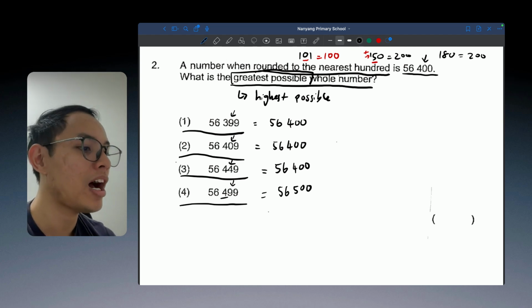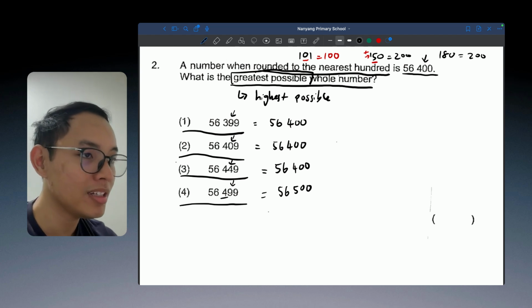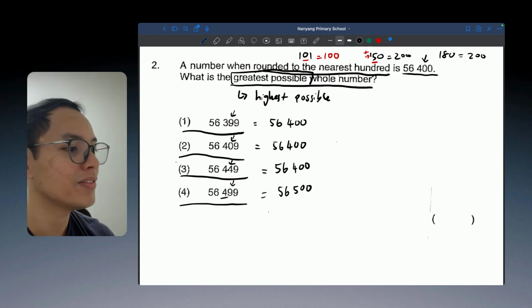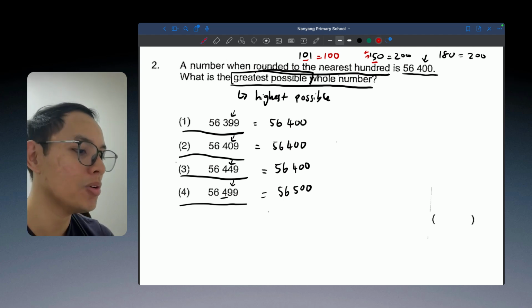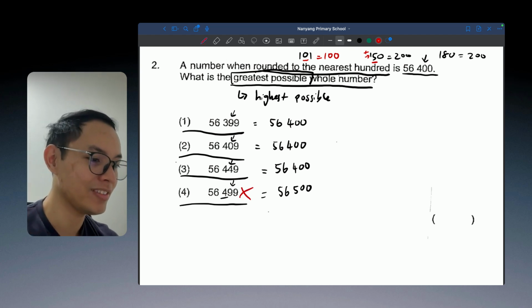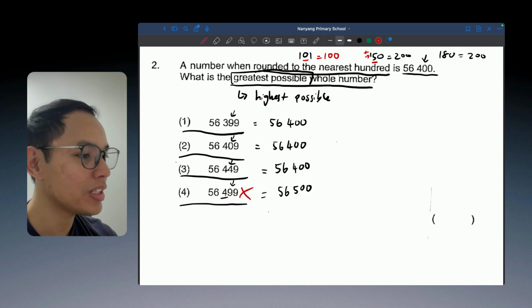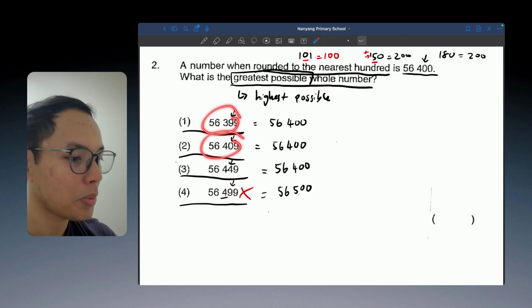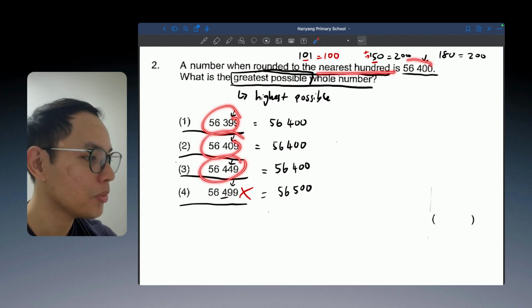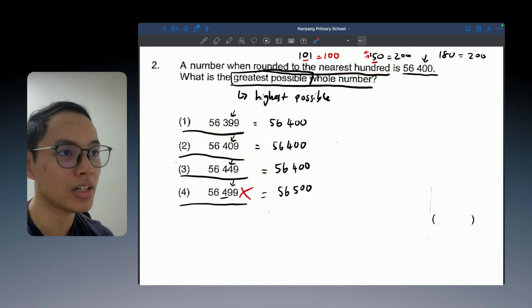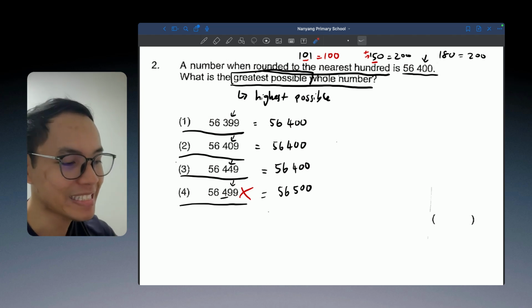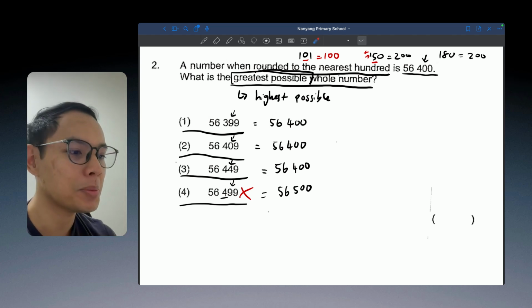So you can see that out of the 4, only 1 is not the right answer. Sometimes you make a careless mistake, then you might say, oh, it must be number 4 because it's the odd one out. No, no. This one definitely cannot. All right, so now you know that all of these other numbers, when we round to the nearest 100, we will get 56400, or 56,400. I like to say individual digits because it's easier and faster for me to say.